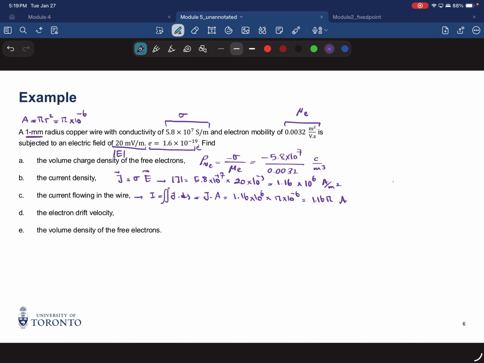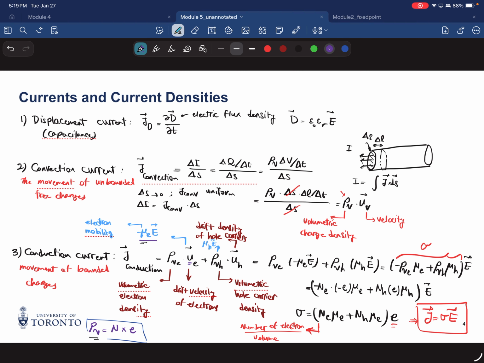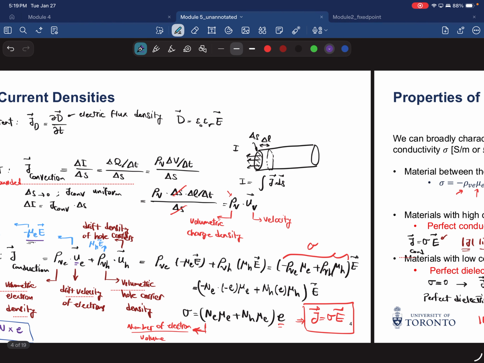The electron drift velocity, UE, is going to be what? We just reminded ourselves of this one. Minus mu E, E. Right? Minus mu E, E.